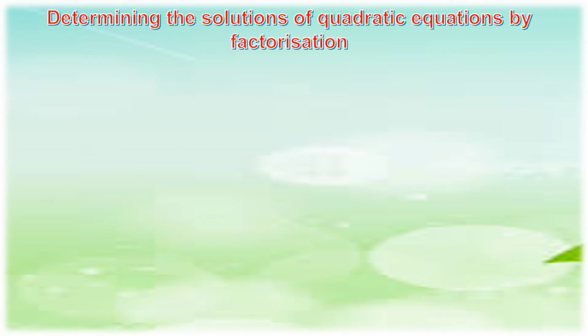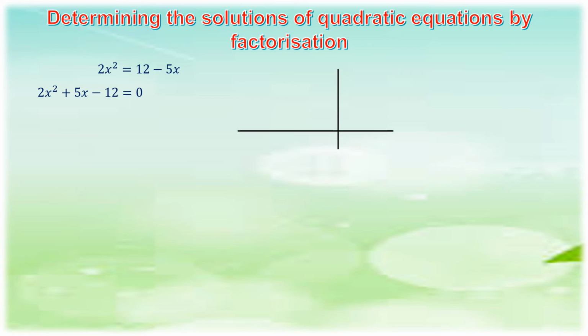Now let us have determining the solutions of quadratic equations by factorization. So supposing we have 2x squared is equal to 12 minus 5x. First, we are going to transpose 12 minus 5x to the other side, which is equal to 2x squared plus 5x minus 12 is equal to 0. Then we are going to use the cross method. The first lane will be equal to 2x squared and the factors are the following: 2x and x. And the second lane would be negative 12 and the factors are the following: negative 3 and positive 4. And the third lane will be for 5x.